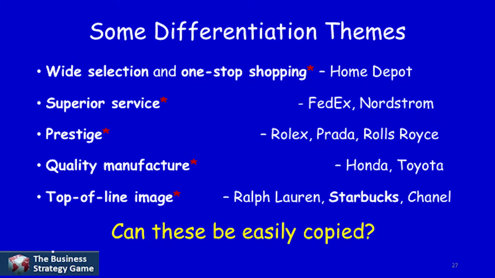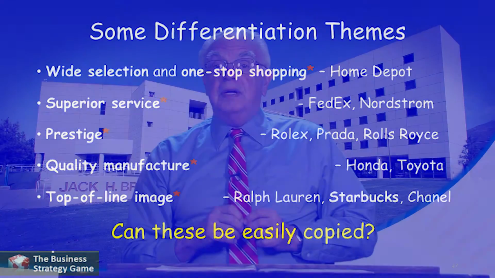And you can do this with the quality of product that you make. Top of the line image: Ralph Lauren, Starbucks, Chanel. These are names that we all know that just have the top of the line image. And in each case of the things I've mentioned, it's very difficult for someone to copy and create a similar kind of marketplace without a lot of time and a lot of effort. So let's take a look at Starbucks.